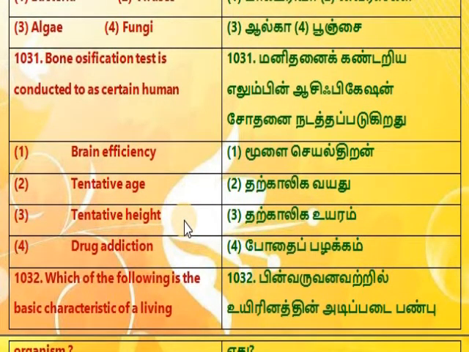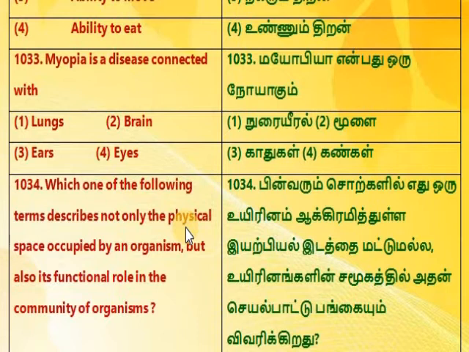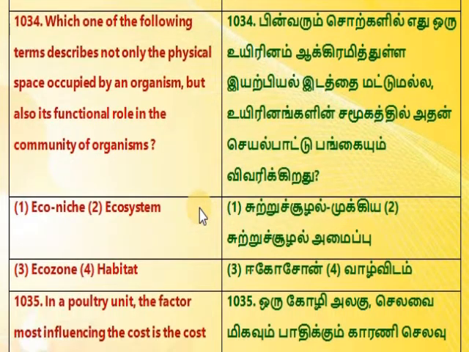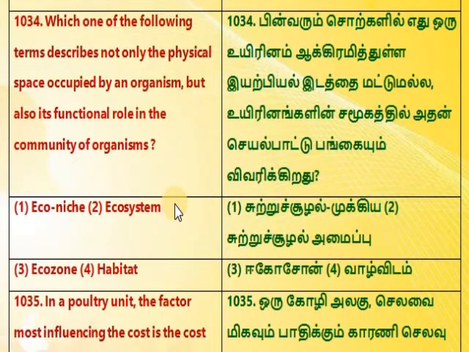1031. Bone ossification test is conducted to ascertain human 1. Brain efficiency. 2. Tentative age. 3. Tentative height. 4. Drug addiction. 1032. Which of the following is the basic characteristic of a living organism? 1. Ability to breathe. 2. Ability to reproduce. 3. Ability to move. 4. Ability to eat. 1033. Myopia is a disease connected with 1. Lungs. 2. Brain. 3. Ears. 4. Eyes. 1034. Which one of the following terms describes not only the physical space occupied by an organism, but also its functional role in the community of organisms? 1. Eco-niche. 2. Ecosystem. 3. Ecozone. 4. Habitat.